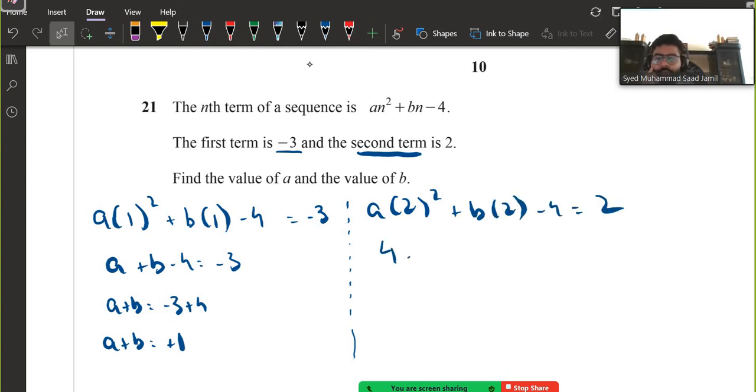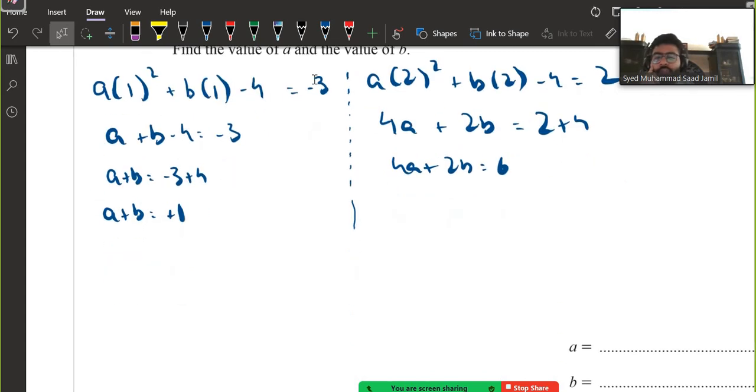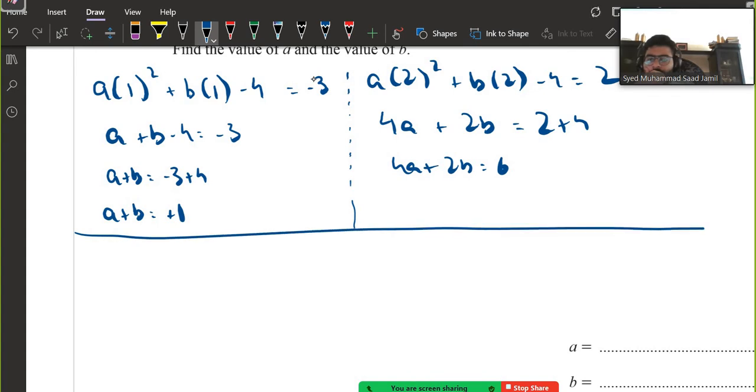So this becomes 4a plus 2b is equal to 2 plus 4, so 4a plus 2b is equal to 6. Now you will solve these equations using simultaneous equations. So write these two equations together: a plus b is equal to 1, and 4a plus 2b is equal to 6.